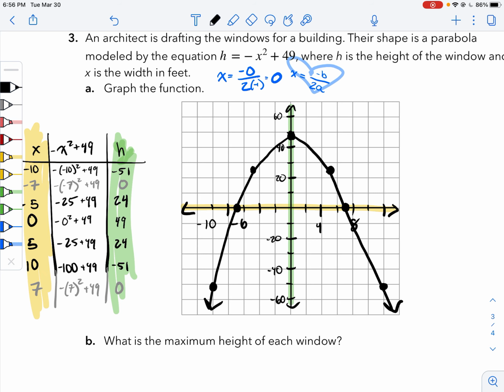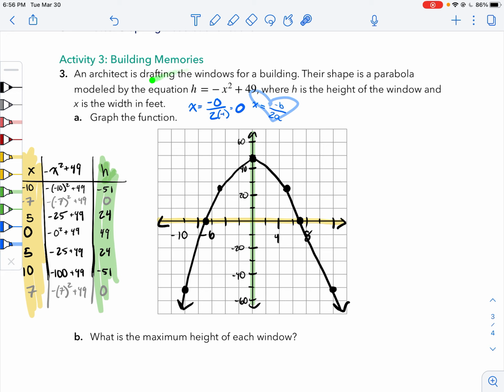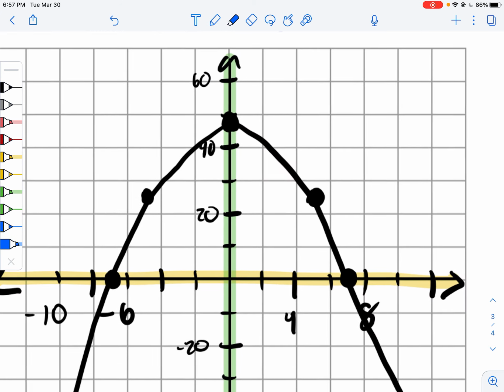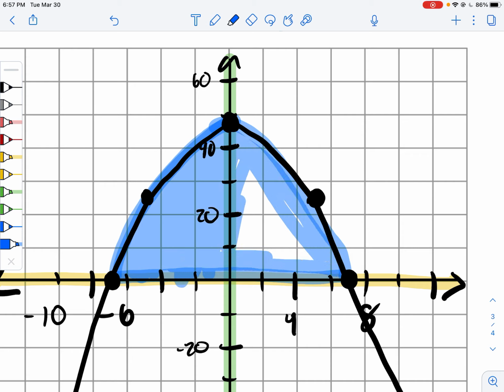Okay, cool. Now let's go back to the original problem. It says an architect is drafting windows. The shape is a parabola modeled by this equation where h is the height of the window. It doesn't make sense to have a negative height, does it? So our actual window is going to be wherever our height is positive or zero. So our window is going to be modeled by this area right here. Here's our window. You can tell because it's blue. I'm just kidding. You can tell because it has height. That makes sense. You can't have a negative height.